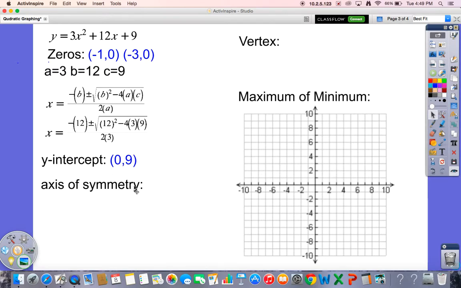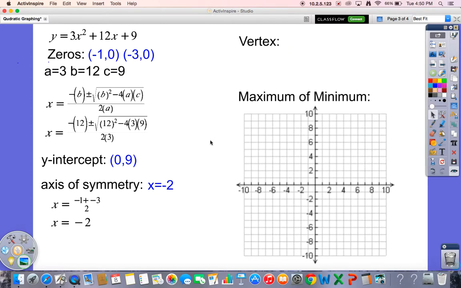For my axis of symmetry, I am going to grab both of my zeros, negative 1 and negative 3, add them together and divide by 2. I then use my calculator and it solves to get x equals negative 2. Recall that the axis of symmetry is then written as an x equals equation.